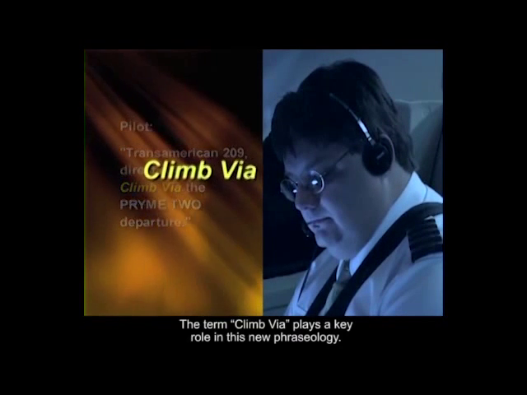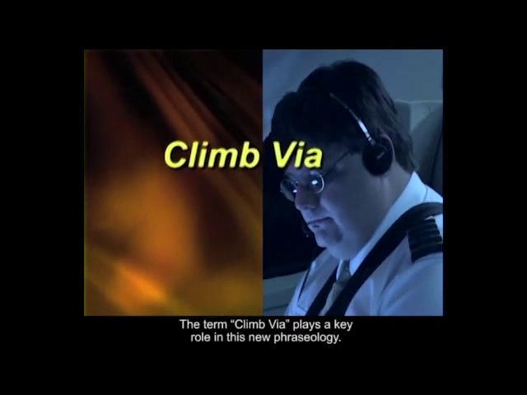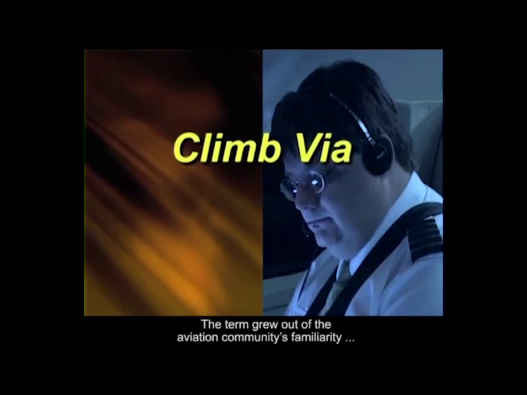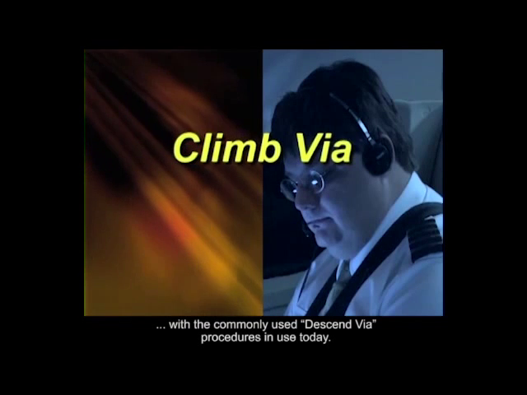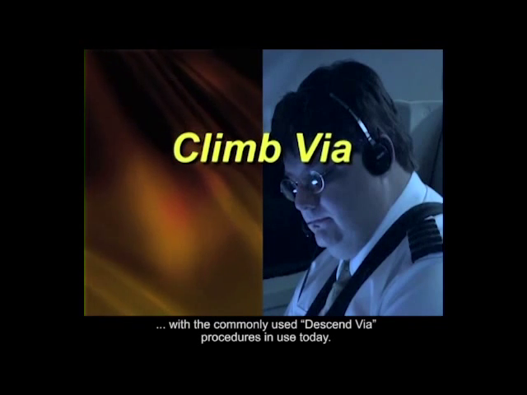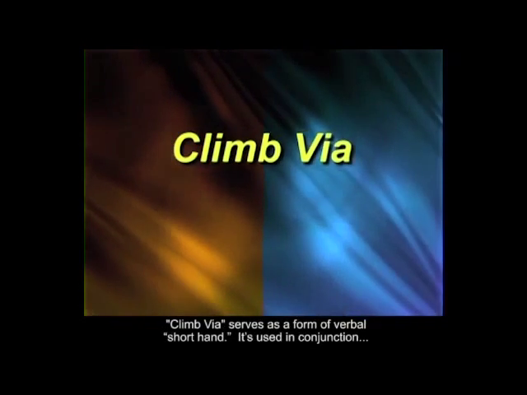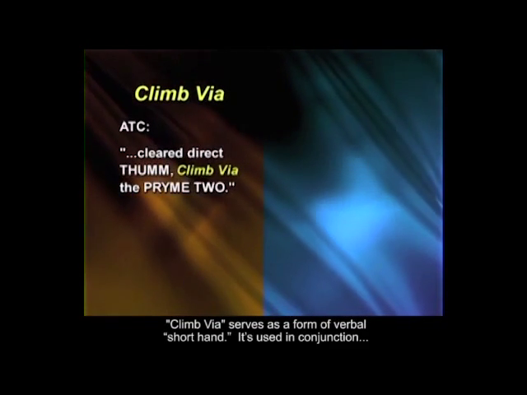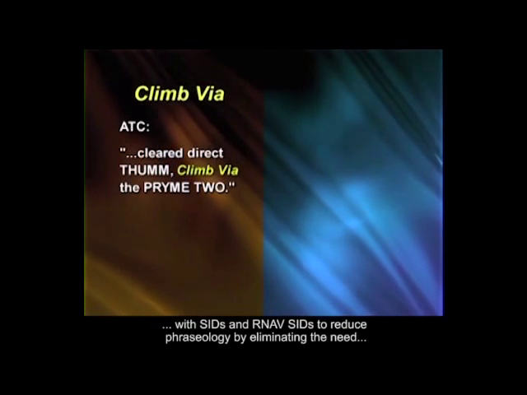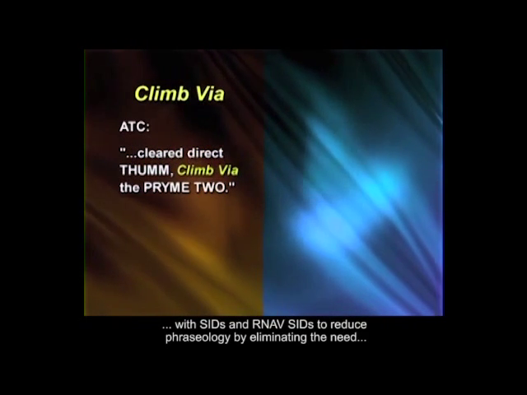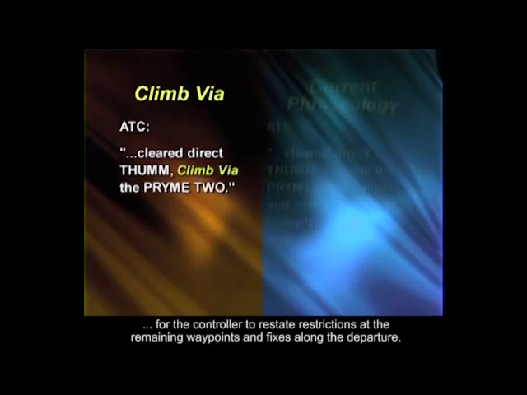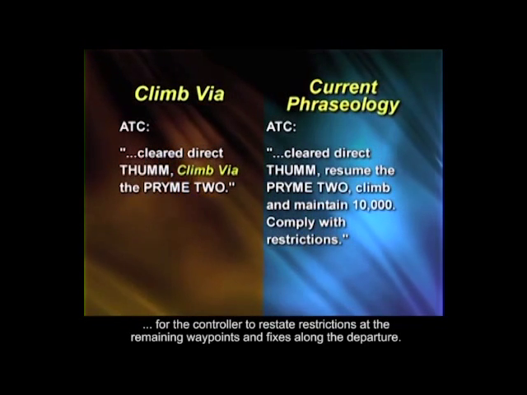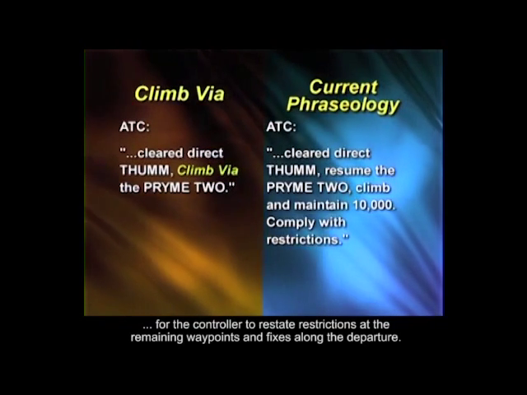The term climb via plays a key role in this new phraseology. The term grew out of the aviation community's familiarity with the commonly used descend via procedures in use today. Climb via serves as a form of verbal shorthand. It's used in conjunction with SIDs and RNAV SIDs to reduce phraseology by eliminating the need for the controller to restate restrictions at the remaining waypoints and fixes along the departure.